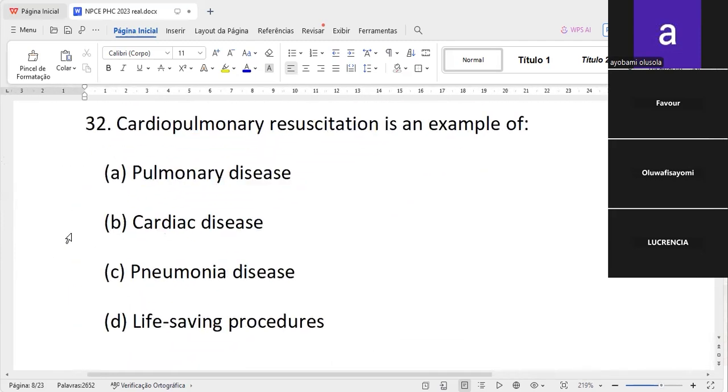Cardiopulmonary resuscitation is an example of life-saving procedures.